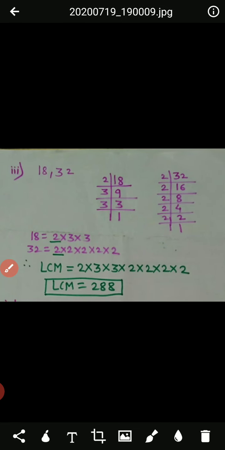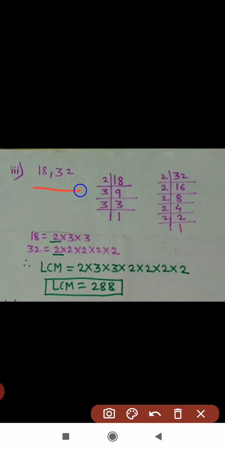So what is the answer? 2 into 3, 6. 6 2s are 12. 12 2s are 24. 24 5s are 120. What is the LCM of that? Least common multiple, that is 120. Understood? Next one. Third one, 18 and 32's LCM you have to find out.